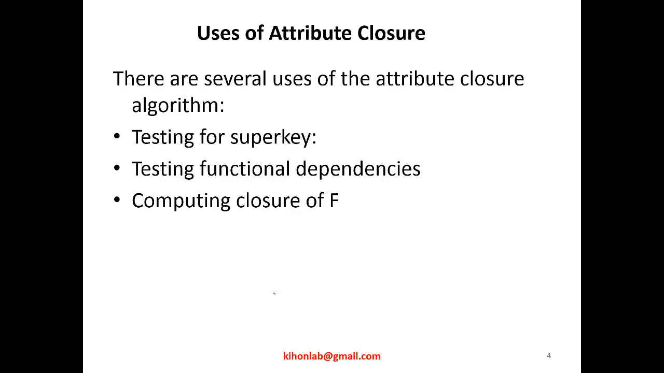Uses of attribute closure. There are several usages of the attribute closure algorithm: testing for a super key, testing functional dependency, and computing closure of F. First, testing for a super key. Once you are able to find out that an attribute derives all the attributes present in the given relation R, then that can be a candidate key. And if you could not find any attribute which derives all the attributes, and one attribute is remaining, then you can combine that attribute with the candidate key, which gives you all the attributes, so that would be called a super key.